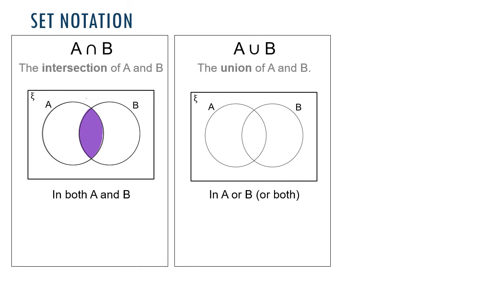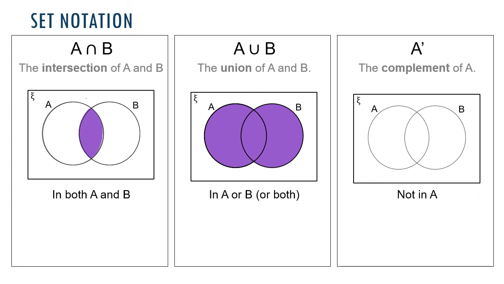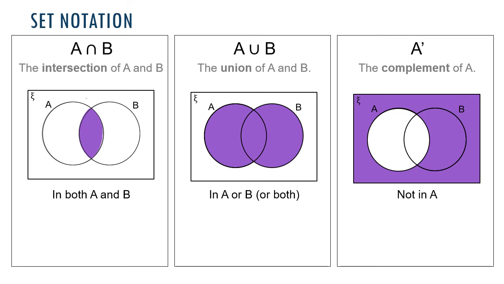This U symbol here means the union. So the union of A and B in this example means it's in A or B or both sets. So anywhere here in the shaded area. The last key bit of notation is the complement, which is shown by this apostrophe. So the complement of A means it's not in set A. It's everywhere else, but not in set A. So that's all the areas shaded in this diagram here.